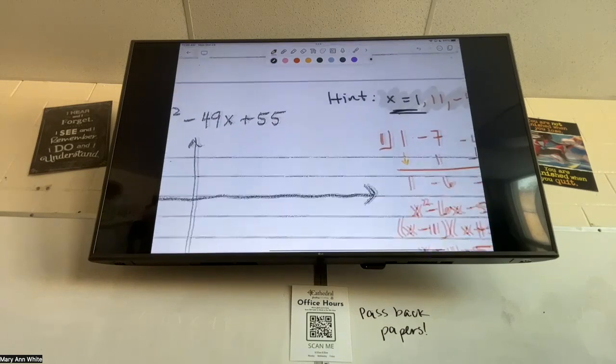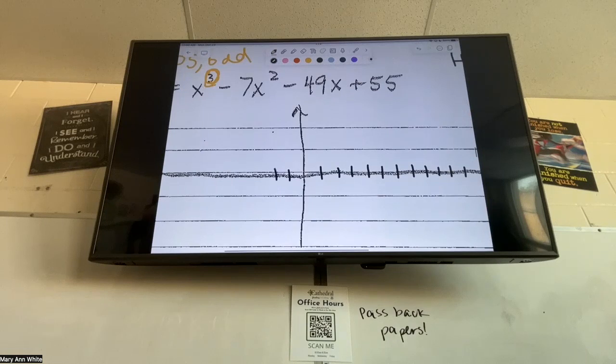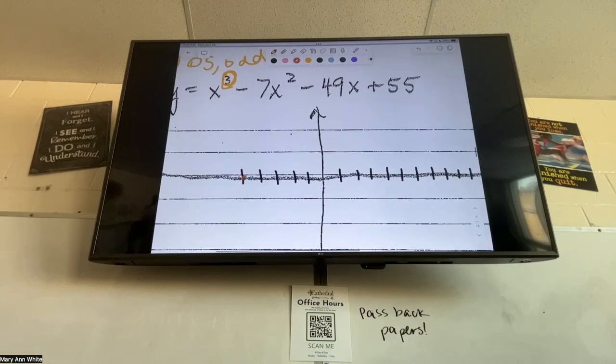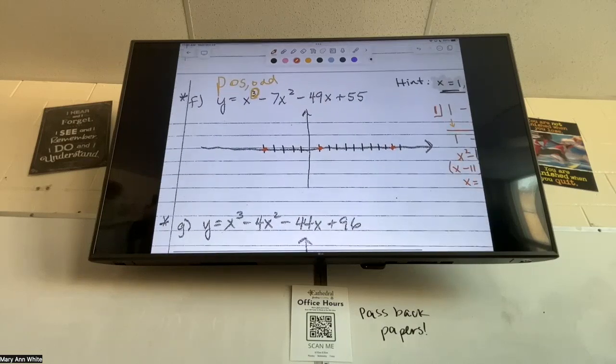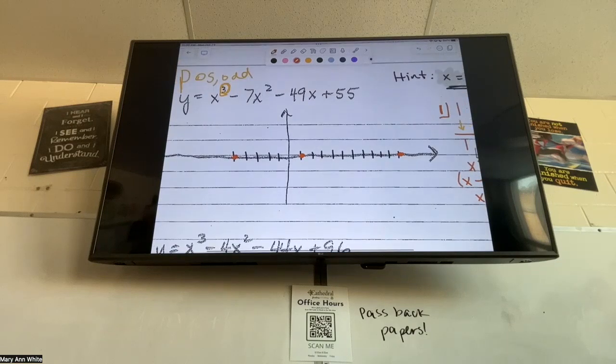So take a second. I want positive 11, -5. 1, 2, 3, 4, 5, 6, 7, 8, 9, 10, 11. And then 1, 2, 3, 4, 5. -5, +1, +11. The hint counts as a 0. And then it's positive odd, so that means that I'm going to go in opposite directions. And it's going to end going up. So that's my graph.